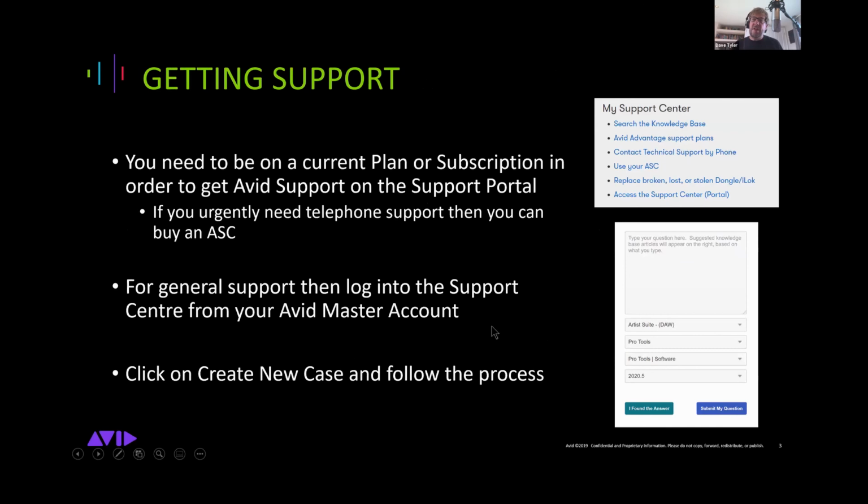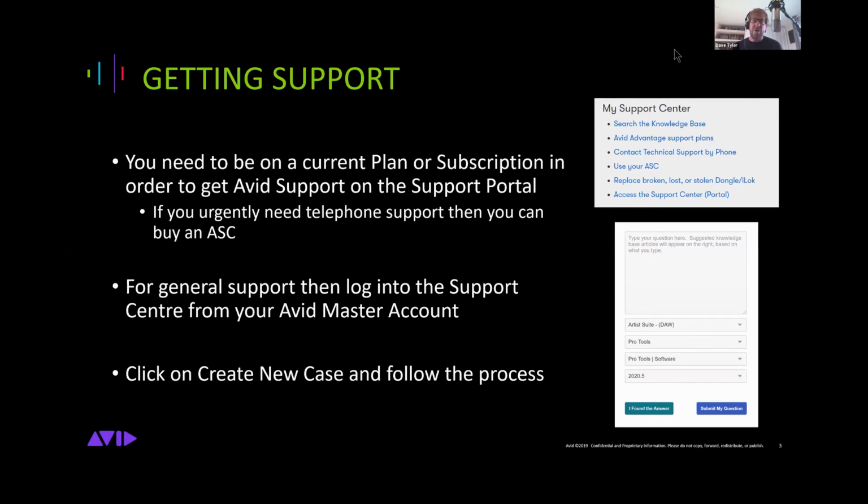So say that none of that's worked. What do you do next? In order to get support on the support portal, you need to be on a current upgraded support plan or subscription. You can buy an ASC from our web store, but that's probably not something you're going to do as just a regular Pro Tools customer. It is good to know, though, that if you have bought Pro Tools hardware, you do get a complimentary ASC. So it's an Avid support code, which you can then use to get telephone support on that product.